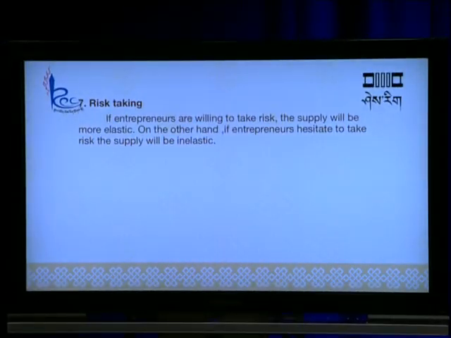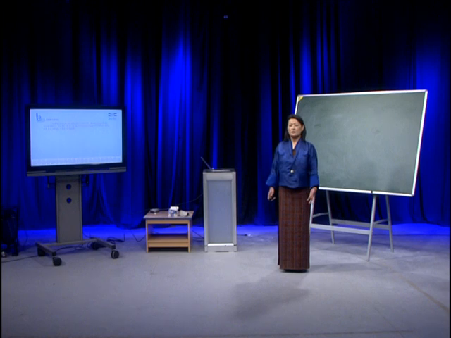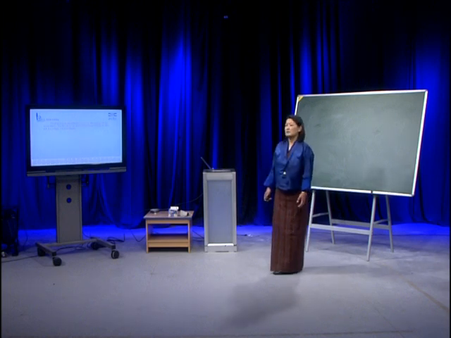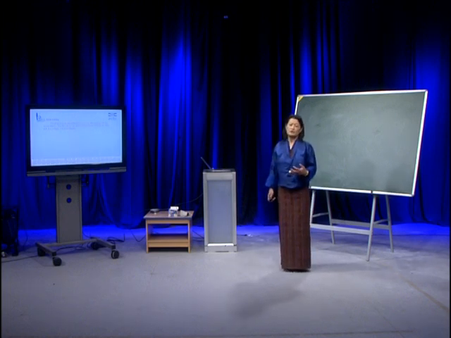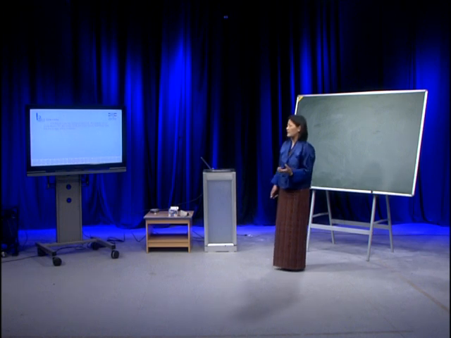Okay, the seventh determinant of elasticity of supply is risk taking. As you all know, in any kind of production process, we have risks and uncertainty. If entrepreneurs are willing to take risks, in other words, if they are risk takers, then the supply is going to be more elastic. They will be able to produce more and supply more in the market.